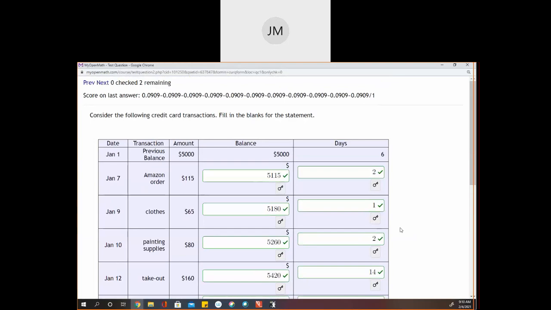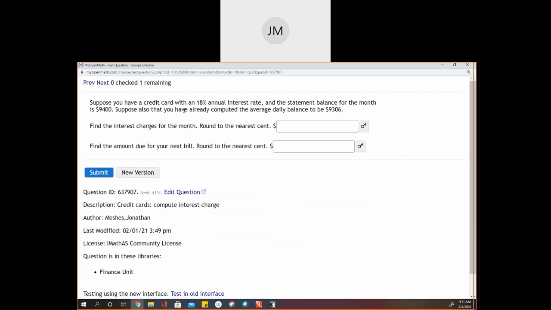All right, number 6. Good. Okay. Then next, what we do is we say, all right, let's go ahead and do some further computations, but a separate problem. So we have a credit card, just like we did before. Okay, this time we're told what the annual interest rate is. And we have a statement balance for the end of the month, $9,400. And let's suppose we've already computed the average daily balance, $9,306.